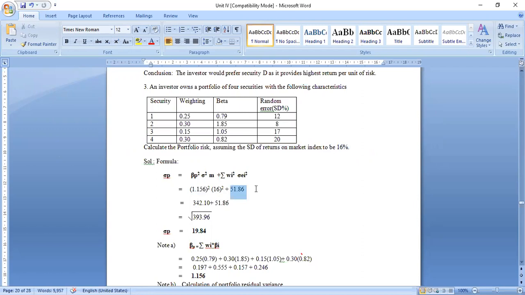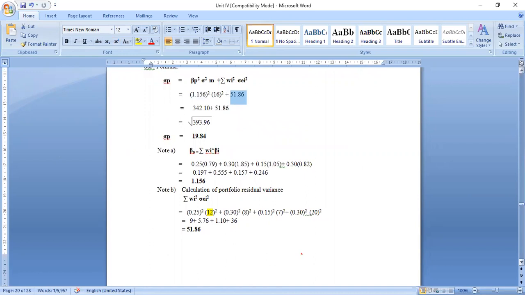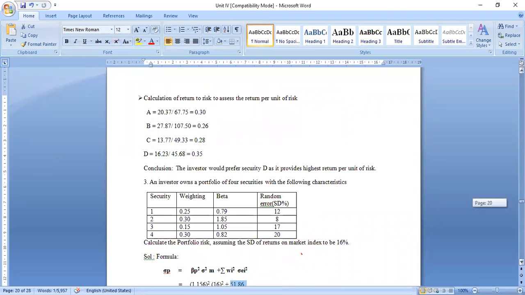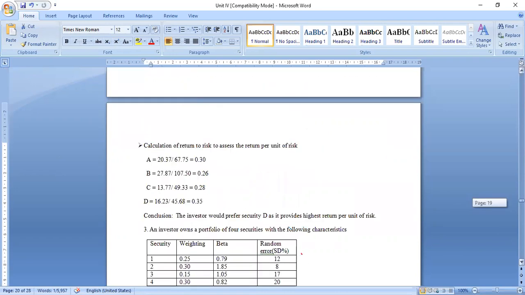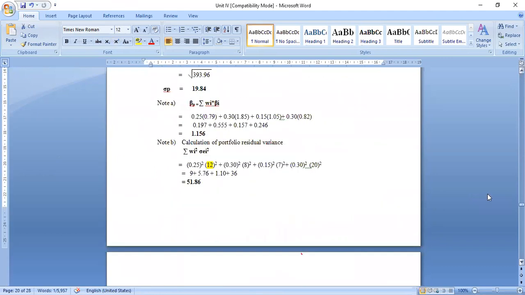Plus we have to calculate this value, and that is why we are going to write the second note, that is the calculation of portfolio residual variance. But here we are given the random error, that is standard deviation. So we have to calculate the variance of it. Now, as far as weights, yes, that will remain the same. That is 0.25, 0.30, 0.15 and 0.30. And as we need to calculate the residual variance and we are given the standard deviation, we have to square the standard deviation. So that is 12 square. I had straight away taken it as 12. So we need to square it because we are given the standard deviation.